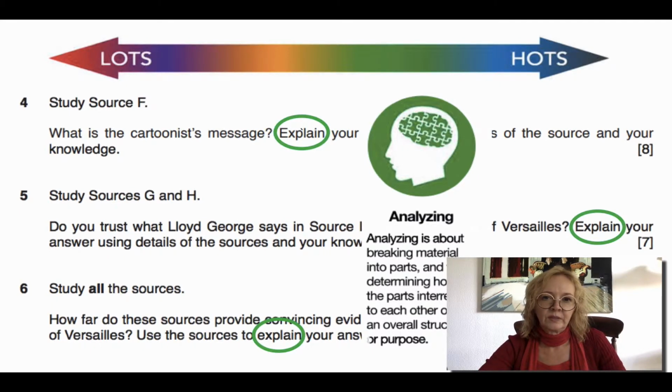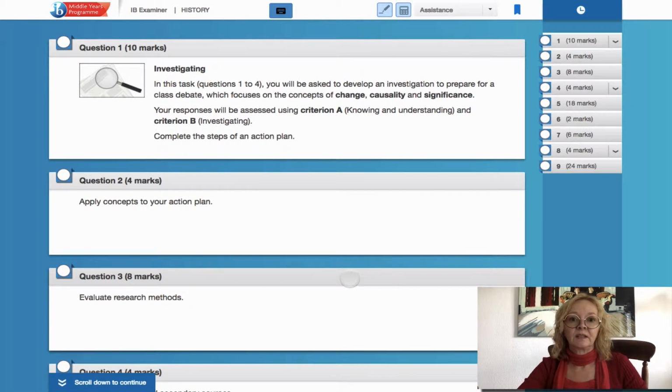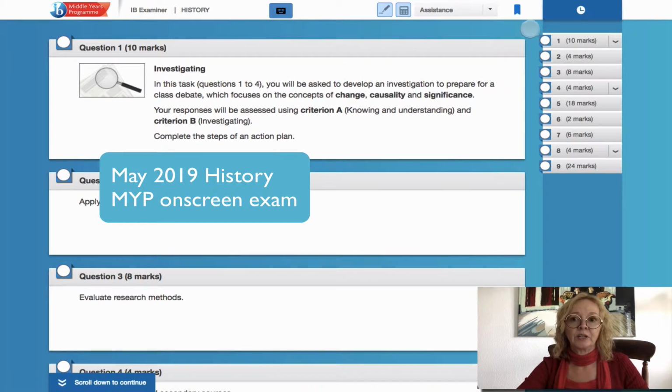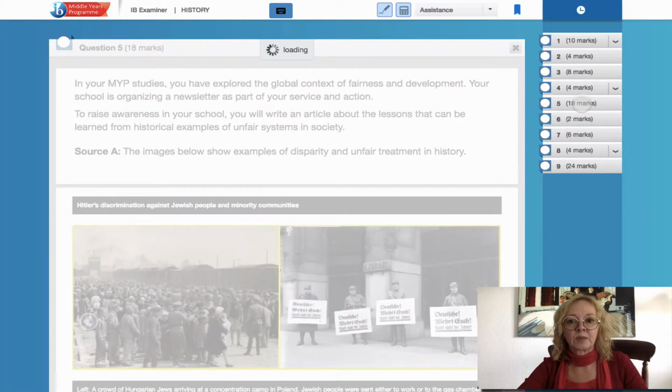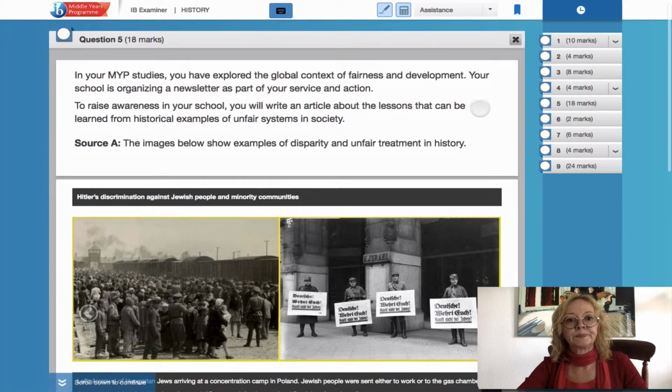So I hope that gives you a little bit of an understanding about the nature of an IGCSE history examination, one of the papers, and now let's compare with the MYP on-screen exam. So this is the exam interface that the students are working with on this history 2-hour exam. There are 9 questions. We want to look at question 5 because that is the one about source analysis that compares with the IGCSE example.